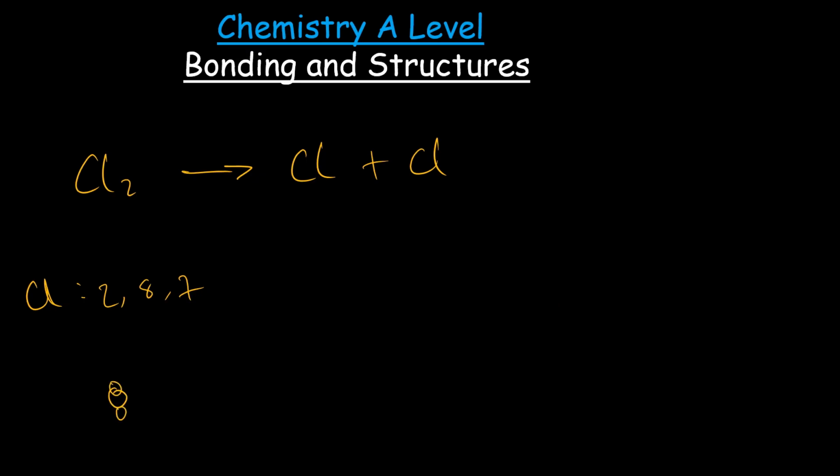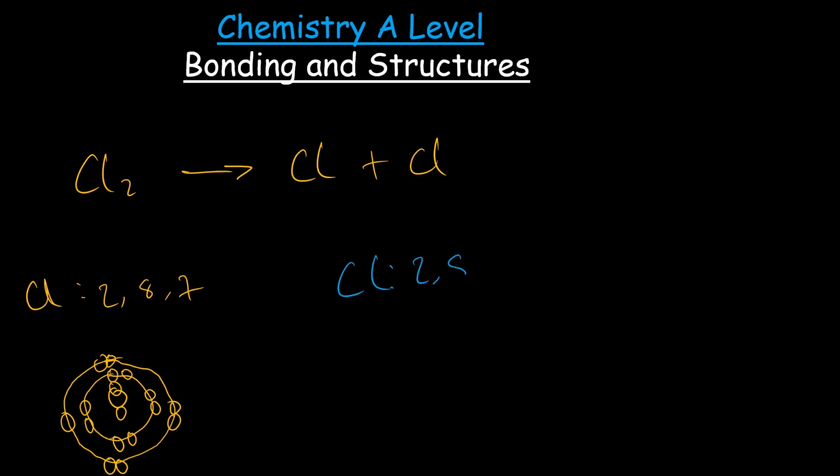1, 2, 3, 4, 5, 6, 7, 8, 9, 10. Then it remains 7 electrons. Then we have 7 electrons: 1, 2, 3, 4, 5, 6, 7. Then the second chlorine atom as well has a configuration of 2, 8, 7.